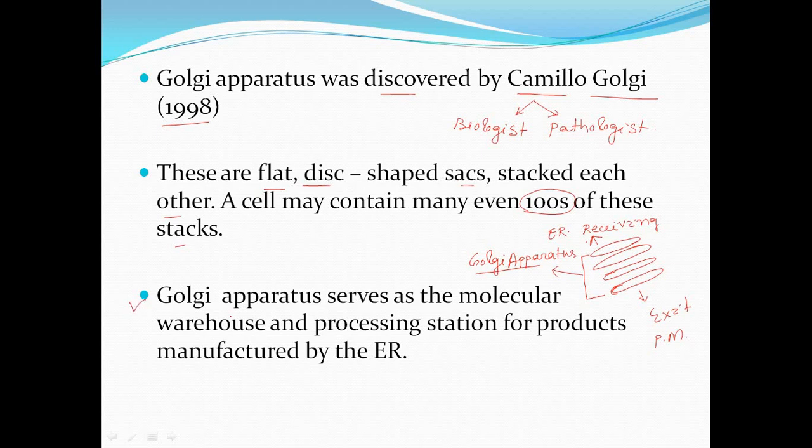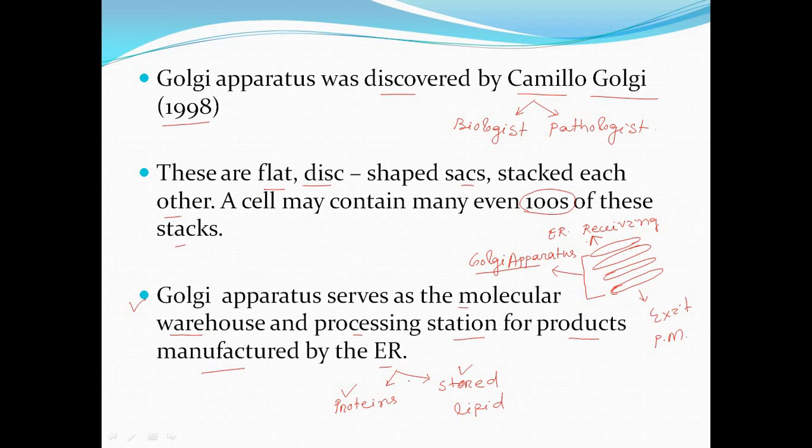Next point I have written: the Golgi apparatus serves as a molecular warehouse. It serves as the molecular warehouse and processing station for products manufactured by the endoplasmic reticulum. In our last video, we came to know that the endoplasmic reticulum synthesizes proteins and also stores lipids, as there are two types of endoplasmic reticulum, smooth and rough. So these are the products of the endoplasmic reticulum.